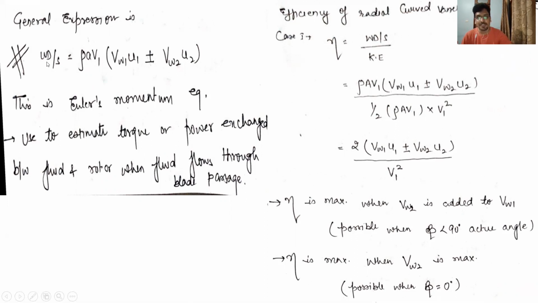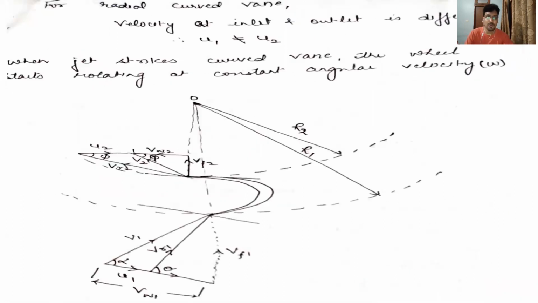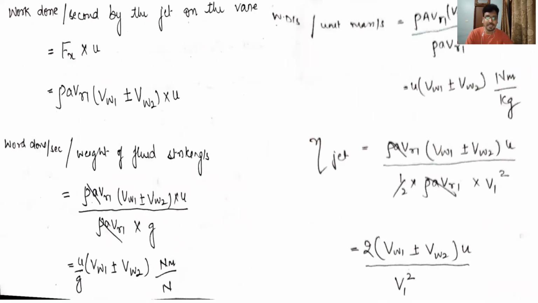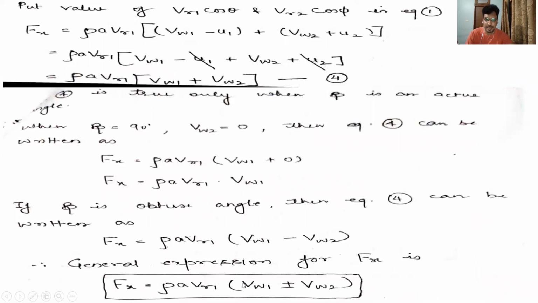So all the things will remain the same. The value of Fx will remain the same. The only difference is that this rho A VR1 changes to only rho A V1.